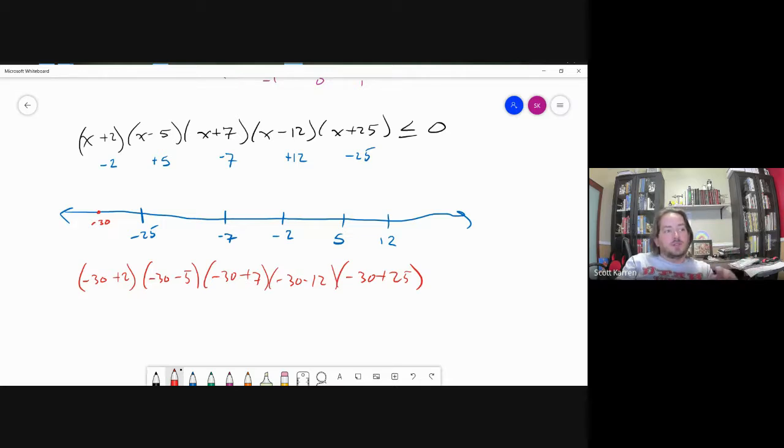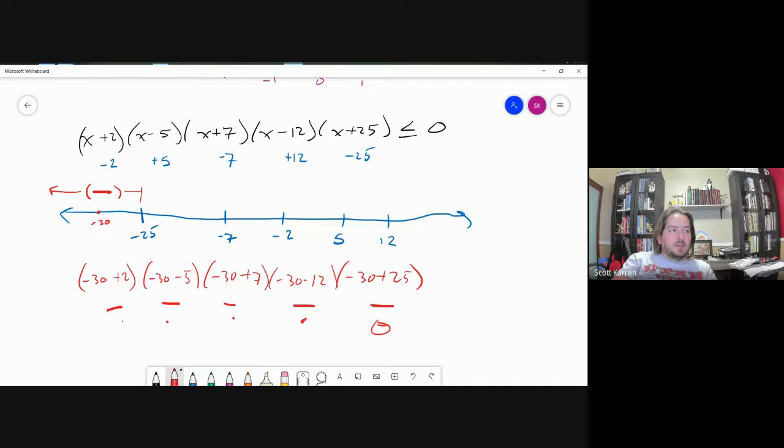-30 minus 5 is -35. But then I'm multiplying these huge numbers, and I don't care what the number is. All I care about is whether it's positive or negative. So -30 plus 2 is negative. -30 minus 5 is negative. -30 plus 7 is negative, right? -23. -30 minus 12 is -42. But I just care that it's negative. -30 plus 25 is negative, right? So I have a negative times a negative, which is positive, times another negative, which goes back to negative, back to positive, and back to negative in the end. And so that's all I really care about, is that in this region, it's negative.